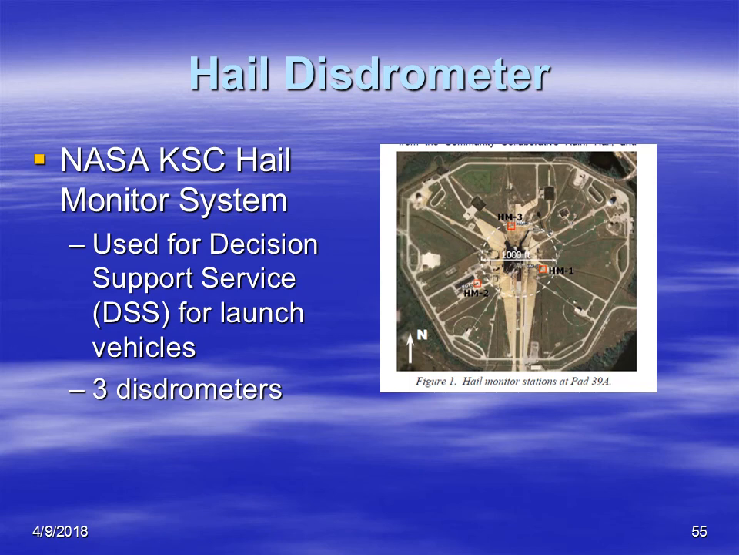This is what they use down at the NASA Kennedy Space Center. They have a hail monitoring system that's used for decision support services for their launch vehicles. And at that launch facility, they have 3 distrometers. That's all for measuring hail. Next time we'll talk about radar.